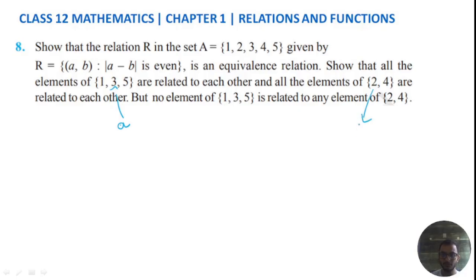So here also, let me name this little b. Then in little b set you will also have that every element is related to each other, but then they are saying no element of little a is related to little b. Why? Because suppose one element you pick from little a, that means it is odd, and one element you pick from little b, that means it is even. So of course subtraction of odd and even will be odd. That means modulus of a minus b will be odd. That means it will not be related. So it is easy, right? So you do it as homework.